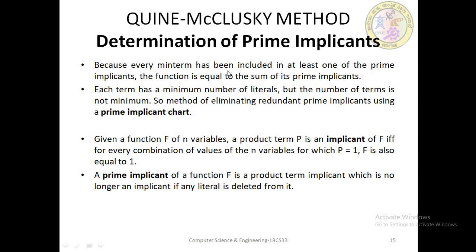Determination of prime implicants. Because every minterm has been included in at least one of the prime implicants, the function is equal to the sum of prime implicants, but the number of terms is not minimum. Given the function f in n variables, a product term p is an implicant of f if for every combination of values where p equals 1, f is also equal to 1. A prime implicant of a function f is a product term implicant which is no longer an implicant if any literal is deleted.